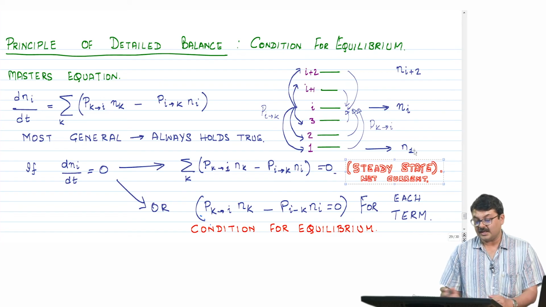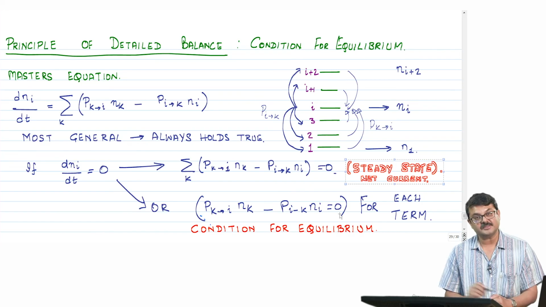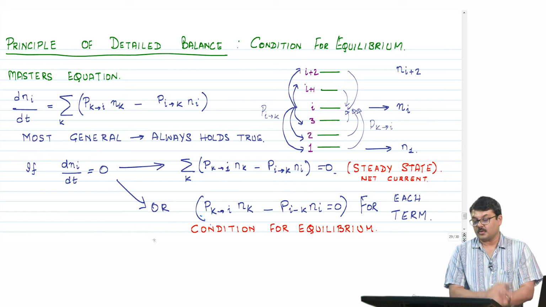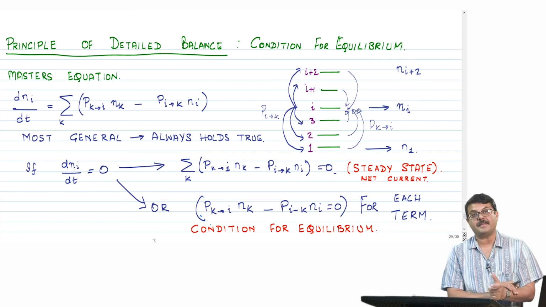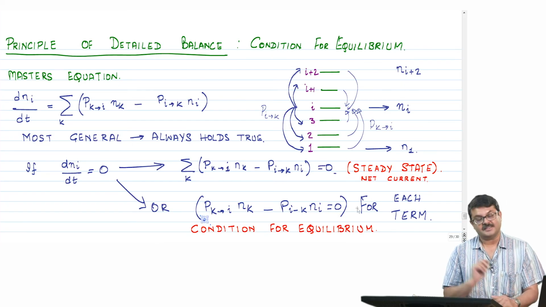On the other hand, if each term in the bracket is equal to 0, that is a condition for equilibrium. So, individually for any pair of states i and k, if this condition holds, that is a condition for equilibrium.